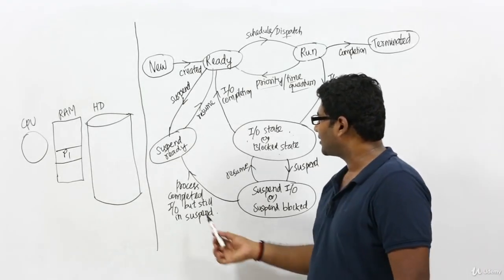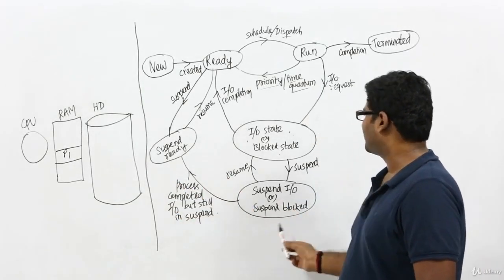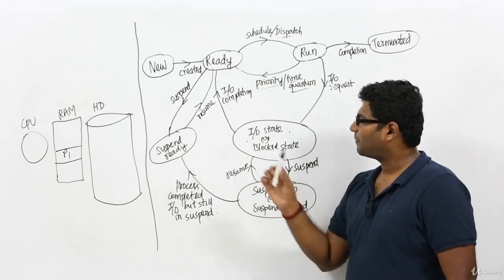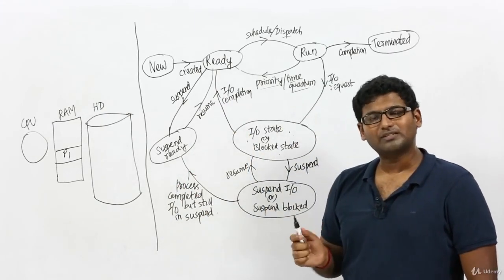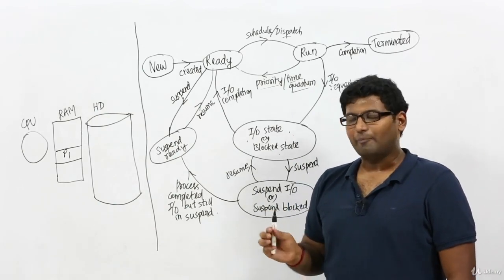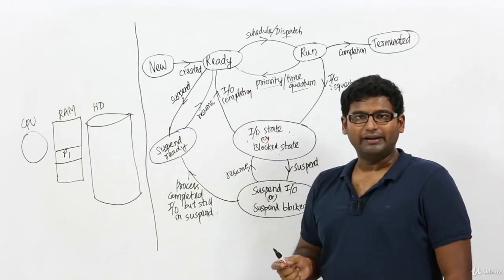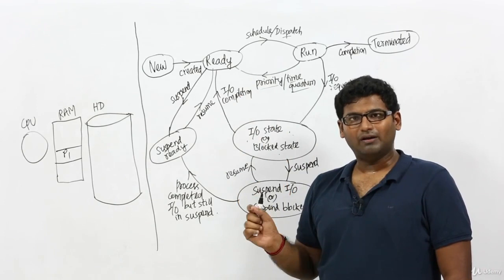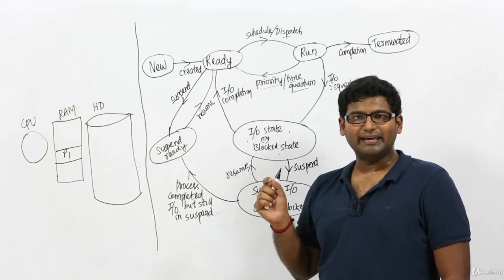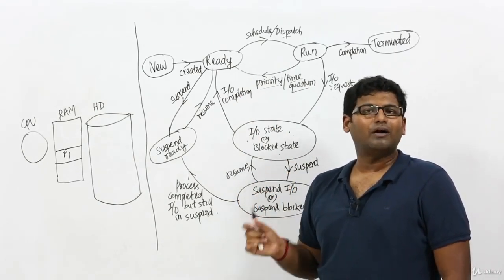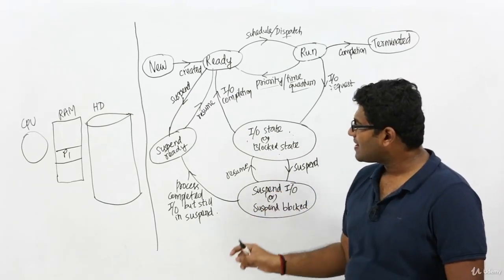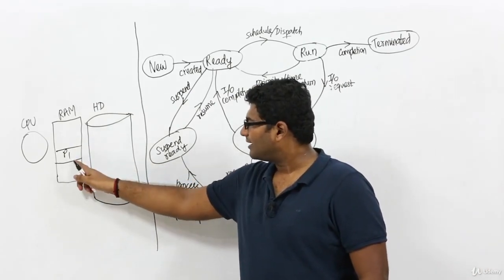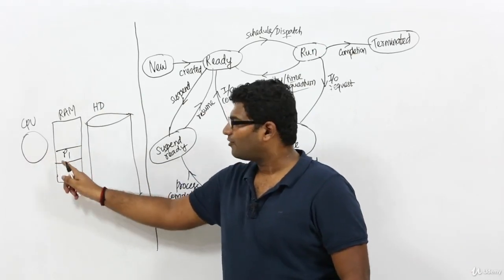Let us see both these states, suspend ready and suspend IO or suspend blocked. Let's see what is meant by suspend ready. What is meant by a process in ready state? If a process is in ready state, it is present inside the RAM, and it is neither being executed by the CPU nor undergoing IO. It is simply waiting inside the RAM, waiting either for the CPU's execution or for IO devices.